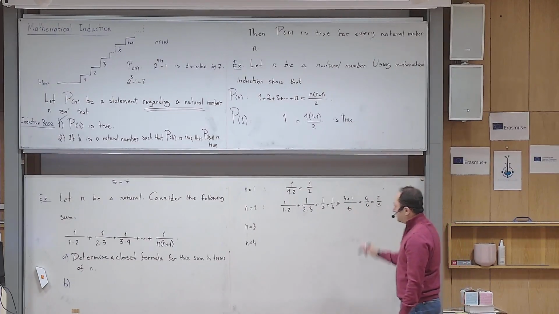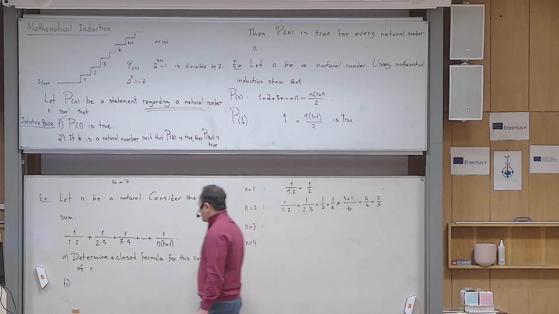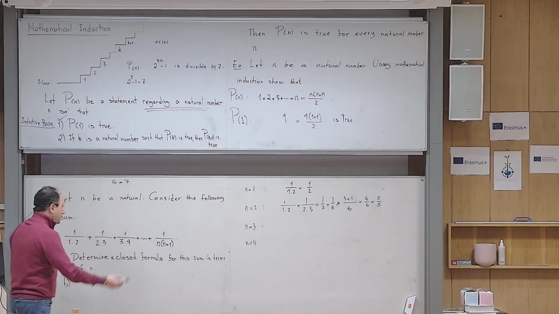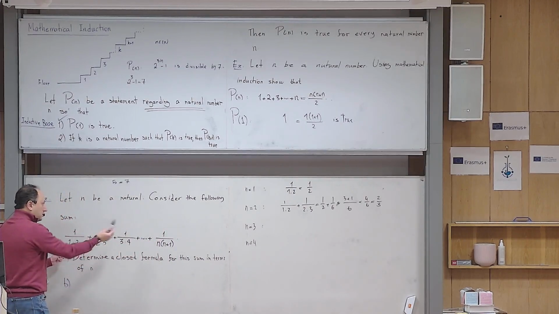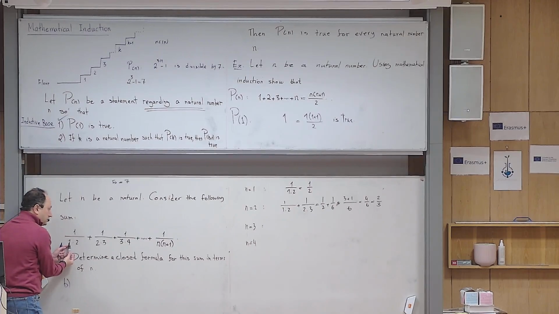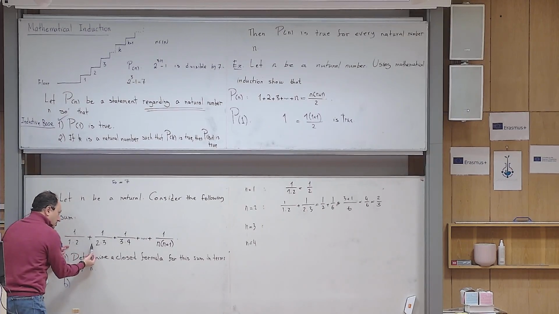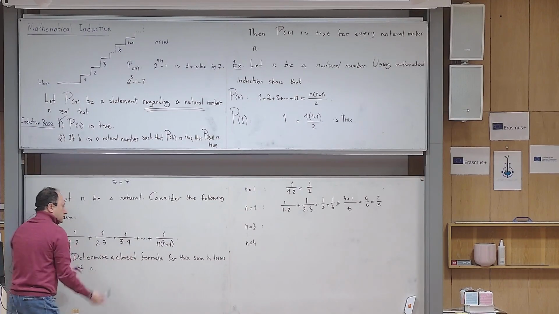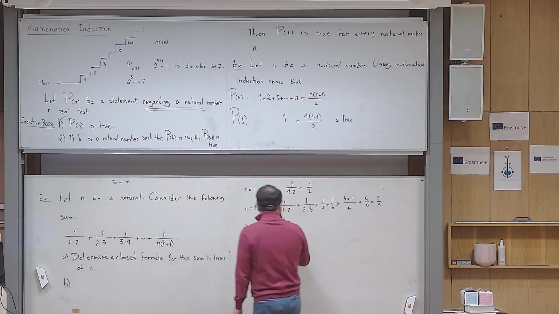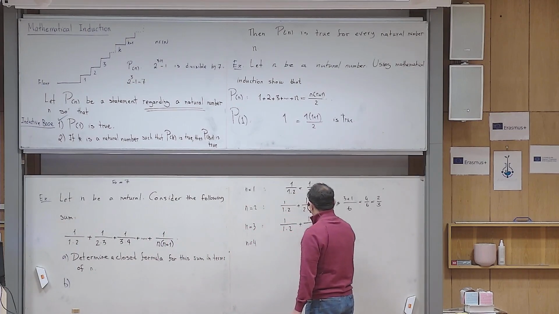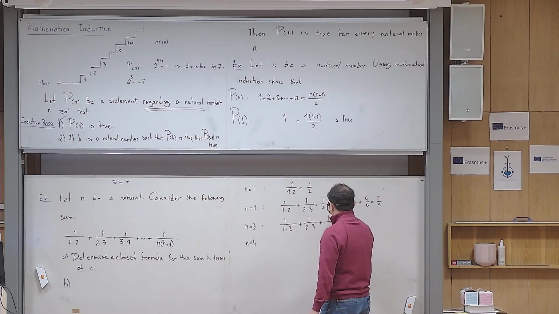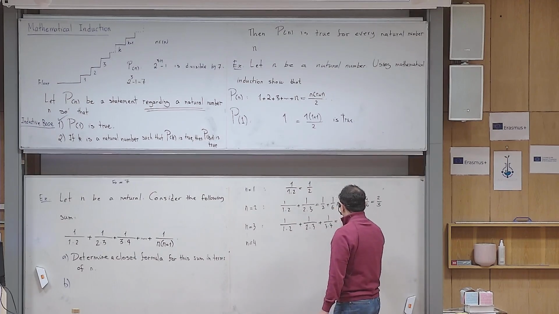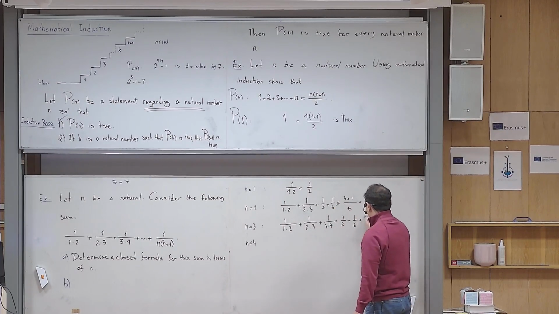Okay, so maybe the pattern is not that clear. Let us do the next one. So if n is equal to 3, I give you n equals 3. You start every time from the beginning and you go one step at a time so that you reach the number that I gave you, in this case 3. So it means that I need to consider these 3 numbers. So it becomes 1 over 1 times 2 plus 1 over 2 times 3 plus 1 over 3 times 4. And then it becomes 1 over 2 plus 1 over 6 plus 1 over 12.